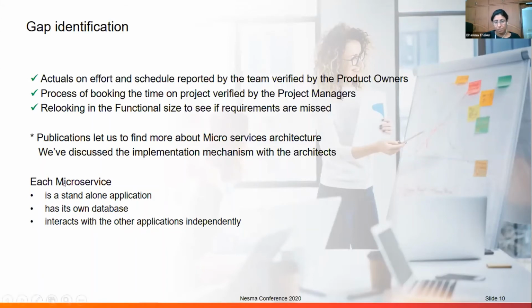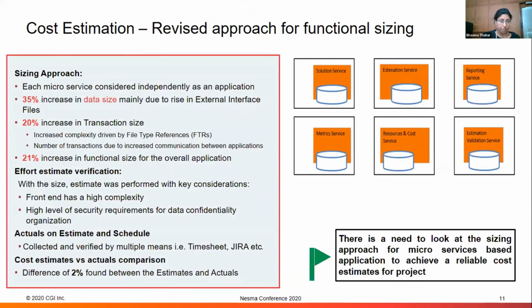On the microservices, the important aspect was that each microservice becomes a standalone application in itself. It has its own database, and it interacts with other applications independently. So these are the three findings that we had with the architects. Plus, we also read a few publications like IBM and certain more publications to find out why microservices become really different from the monolithic. So now this is the game changer.